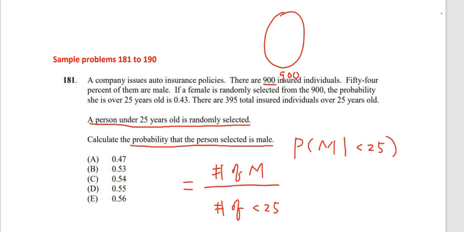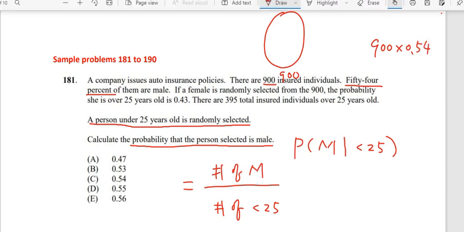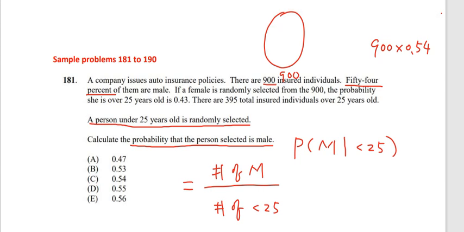Among the 900, 54% are male. So male is 54% of 900, which is 900 multiplied by 0.54. We found that we have 486 male. Then we have 414 female.